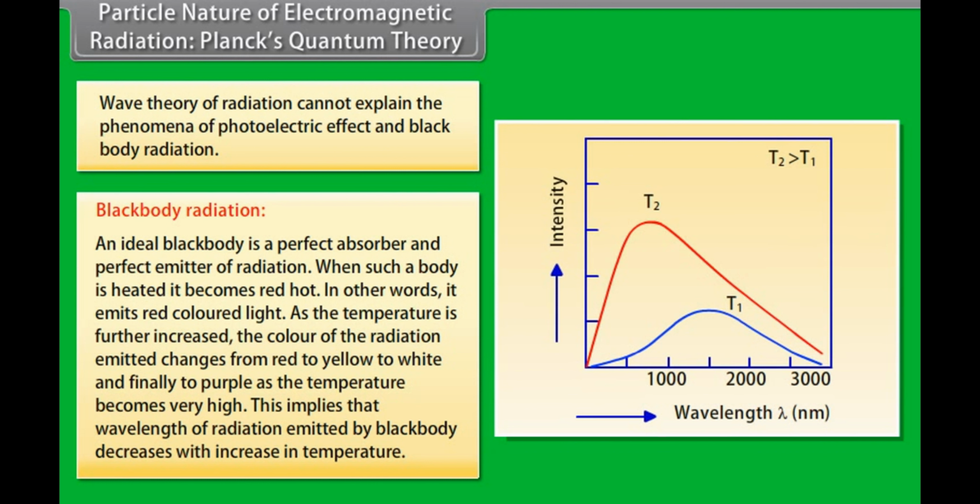Consider the graph from right to left. At a given temperature, intensity of radiation emitted increases with decrease of wavelength, reaches a maximum value at a given wavelength, and then starts decreasing with further decrease of wavelength. Particle nature of electromagnetic radiation. Planck's quantum theory. Planck's quantum theory of radiation.